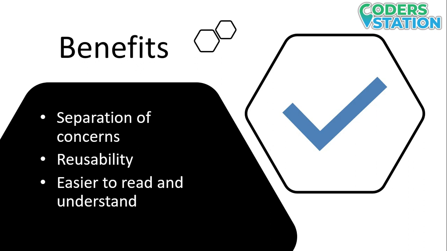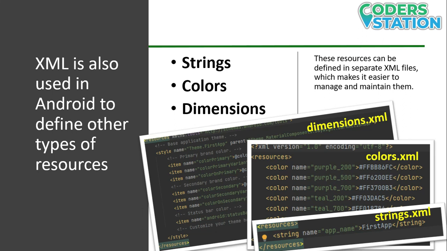Next is easier to read and understand. Because XML is a markup language, it is easy to read and understand the layout of an app, even for developers who are not familiar with the Android framework. In addition to layout files, XML is also used in Android to define other types of resources. Resources like strings, colors, and dimensions.